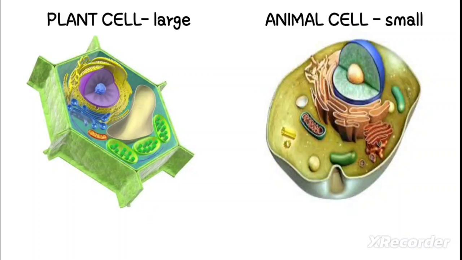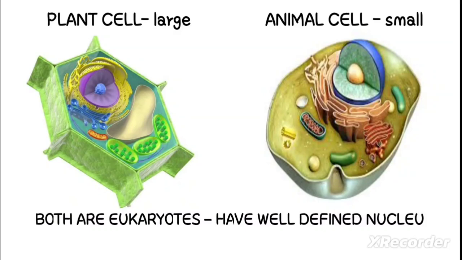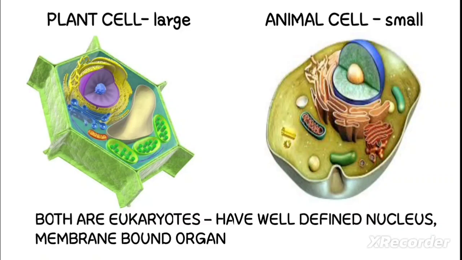Let's dive in. As we all know, plant cells as well as animal cells are both eukaryotes, which means they have a well-defined nucleus as well as membrane-bound organelles. Plus, they have the protein synthesis machinery, which is the ribosomes. So, where does the difference come in? First, let's see the similarities.